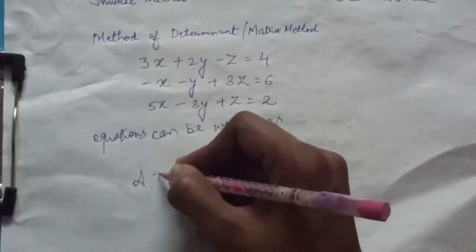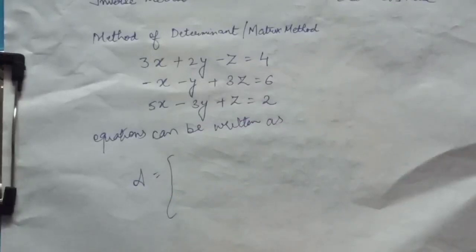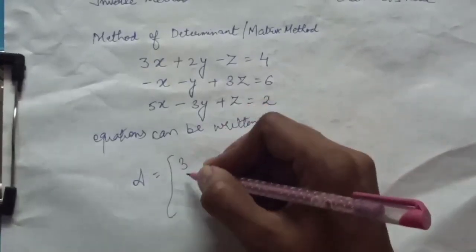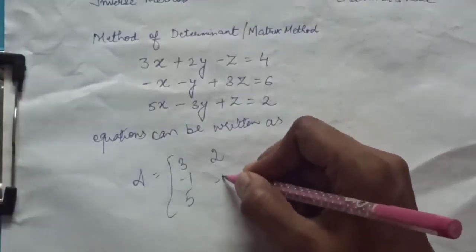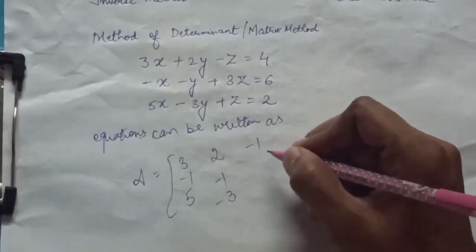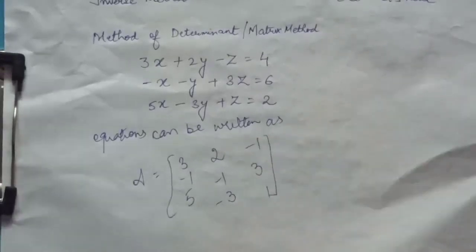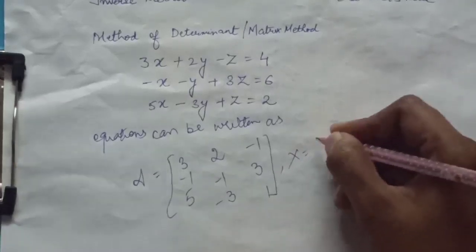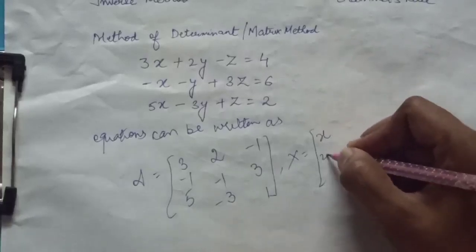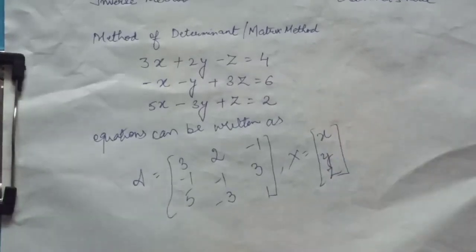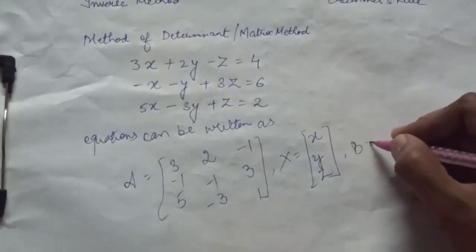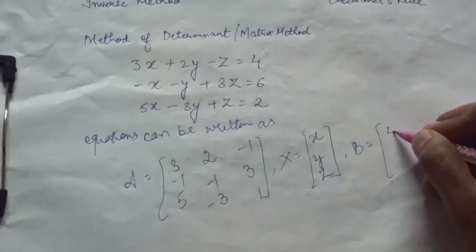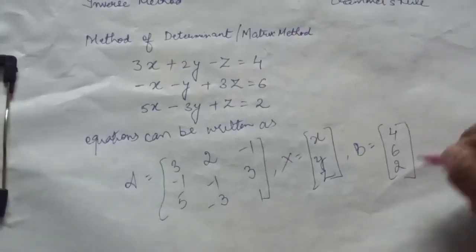What you have to do is take out A from here. A means all the values of the matrix, that is 3 minus 1 5. From this matrix I am taking out the values 2 minus 1 minus 3 minus 1 3 and 1. So this is our A. Then we will see what is X. In case of this question, X is X, Y and Z. And then finally we will see what is B. B is equal to the values that have been given after the equal sign.